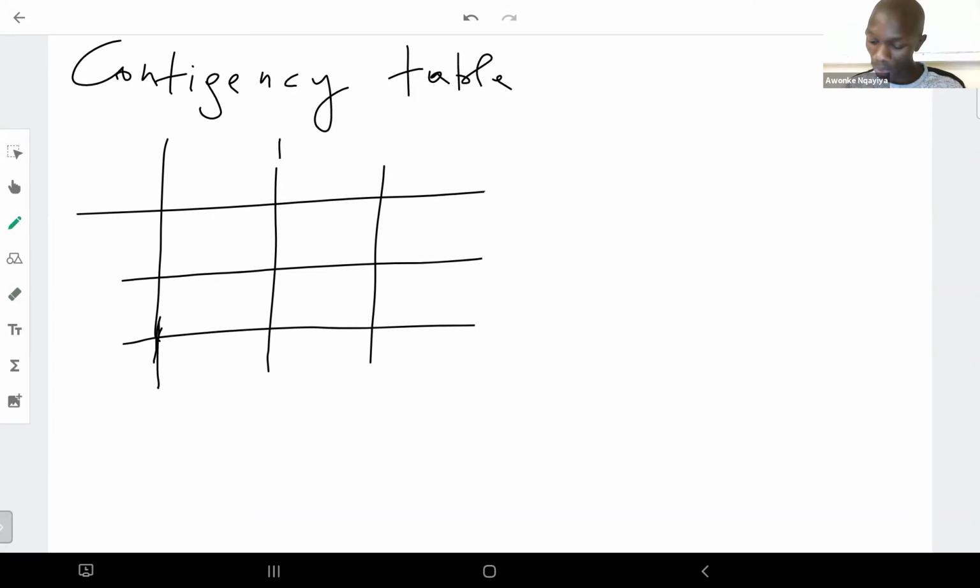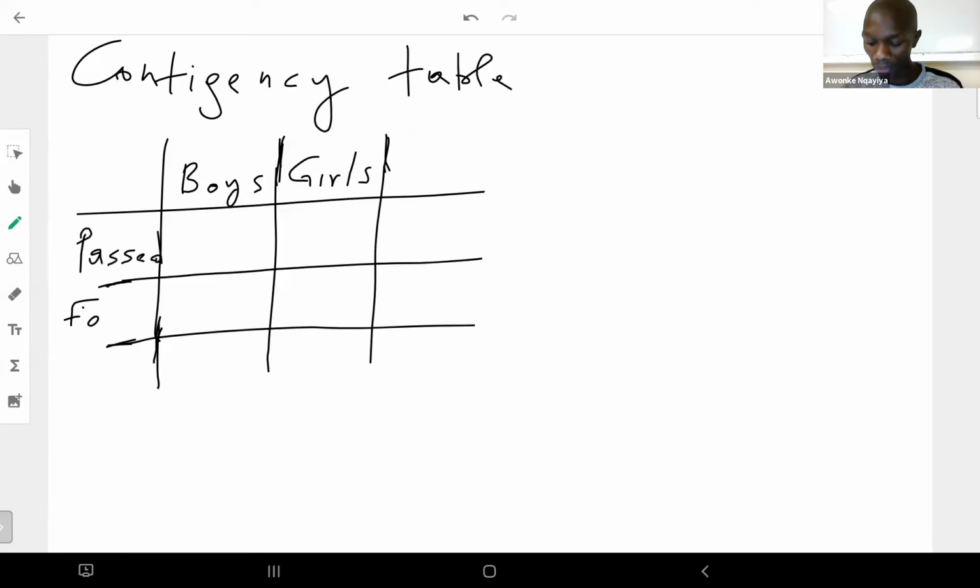Out of those learners that are in your class, some of them are boys and some of them are girls. So the first column will be about boys that are in your class. The second column will be about girls. And then when we talk about the rows, let's say you wrote a mathematics test and now the results are out. So one row is about the number of learners that passed that maths test, and another row is about the number of learners that failed that test.